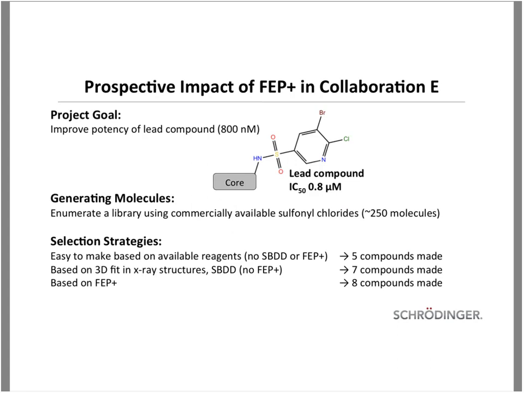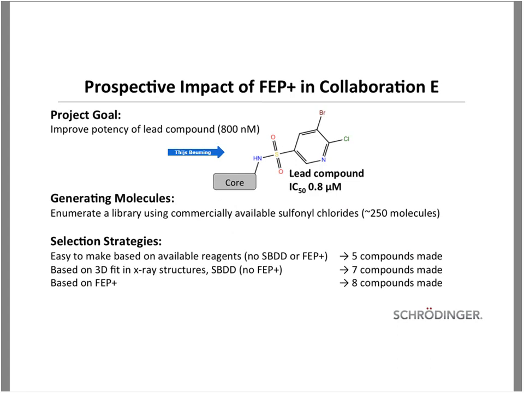So the issue at hand here was a compound with 800 nanomolar affinity. This is a sulfonamide, an aromatic sulfonamide. And our collaborator was interested in improving this potency. And it turned out that we were able to fairly rapidly make a number of analogs based on a library of available sulfonyl chlorides, about 250 compounds.